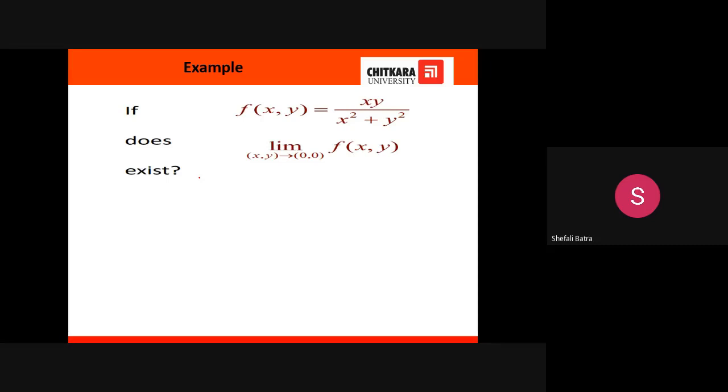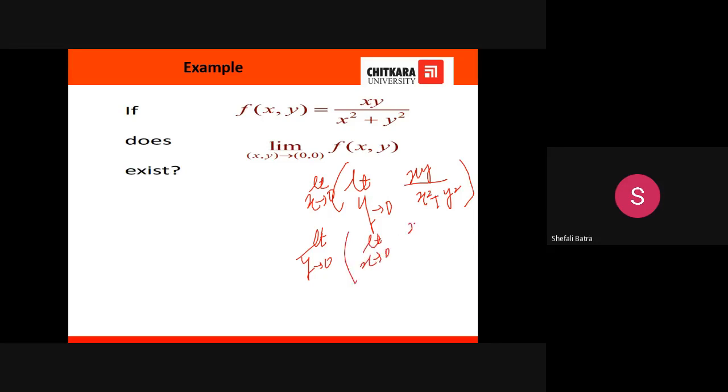Try it. First, I have told you, you will write like this: limit x approaches 0, limit y approaches 0, xy upon x square plus y square. First, calculate this. Another path: limit y approaches 0, limit x approaches 0, xy upon x square plus y square. First, evaluate these. Then we will move further. Solve it, this and this.